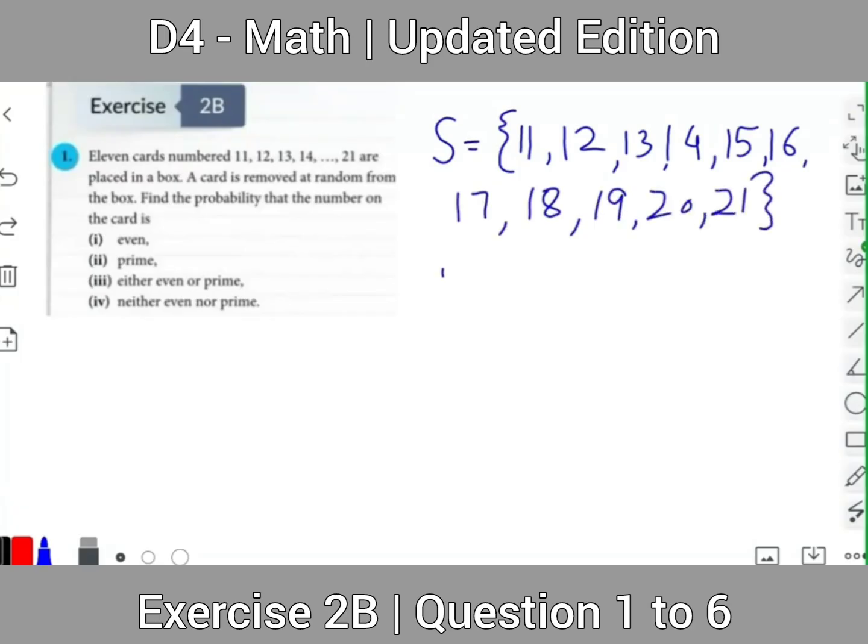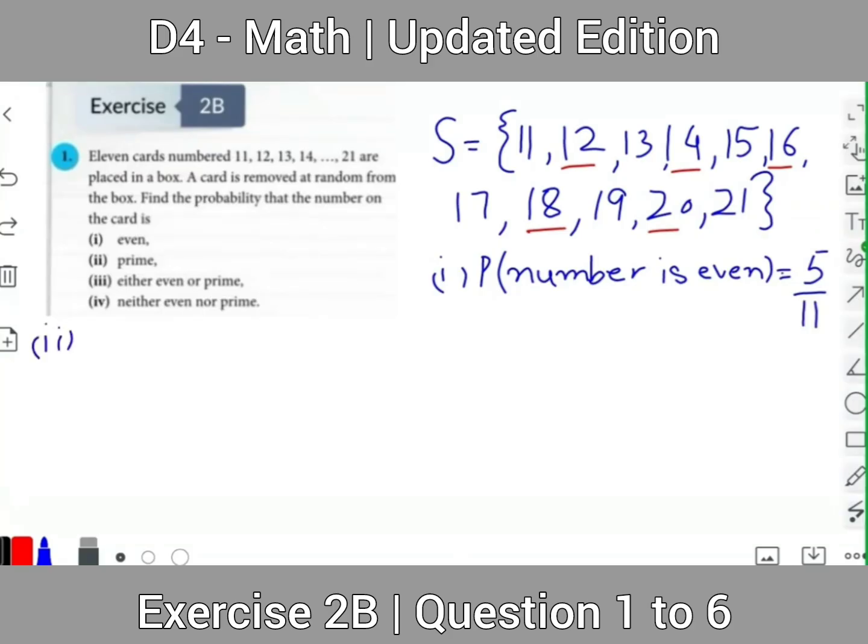So in part 1, we have to find out that the number is even. So for this, first we have to highlight the numbers that are even. So here we have 12, 14, 16, 18, and 20. So the number of favorable outcomes is 5, and the total number of outcomes, already given in the question, is 11. So the probability that the number is even is equal to 5 over 11.